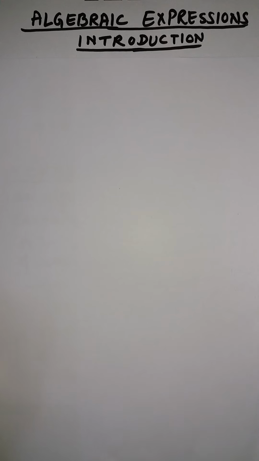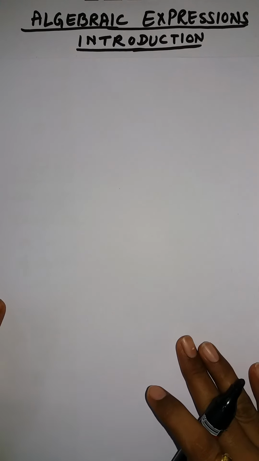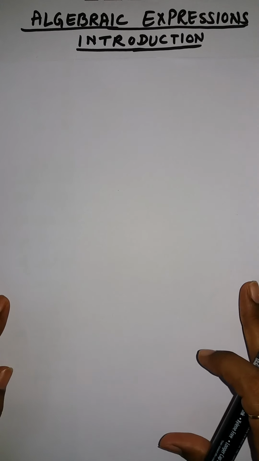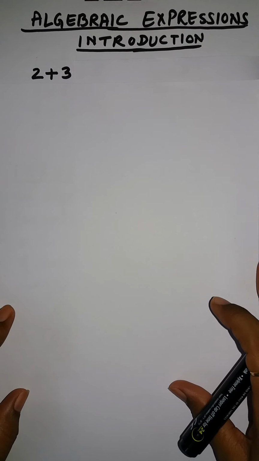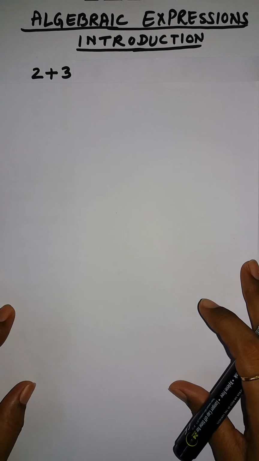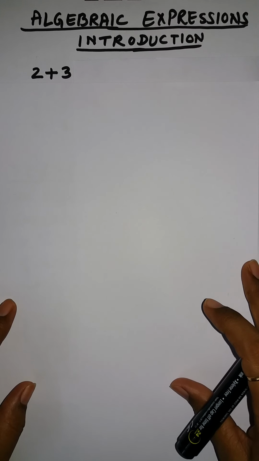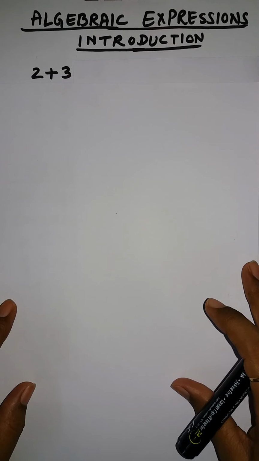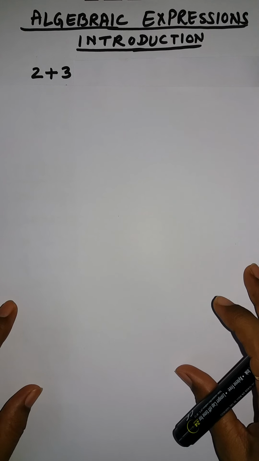Now, how do we write the sum of 2 and 3 in a mathematical way? We can write it as 2 plus 3. This is an expression and it has only numbers. Therefore, it is called a numerical expression.